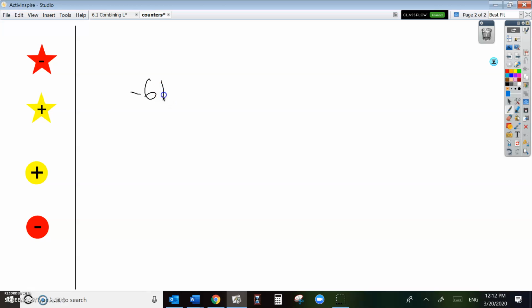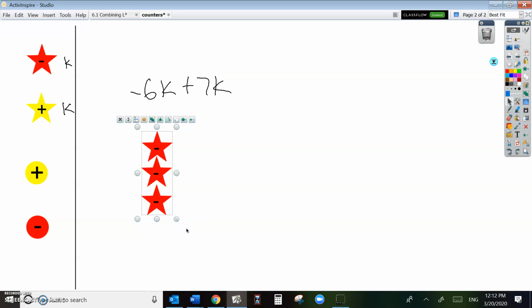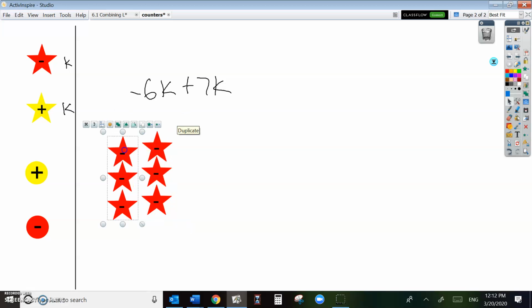So the problem was negative 6k plus 7k. Let's pretend that the stars there are k. So we've got a positive k and a negative k. I'm going to drag down 6 of the negatives. There's 3, and then I'll just copy those. So we've got 6 negative stars, and the stars are like k. And now I need my 7 positive. I'll get 2, and then I'll copy that.